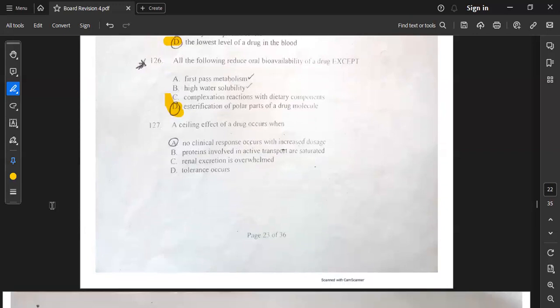The ceiling effect of a drug occurs when no clinical response occurs with increased dosage. Proteins involved in active transport are saturated. Renal excretion is overwhelmed. Tolerance occurs.